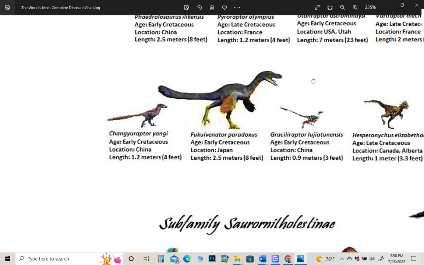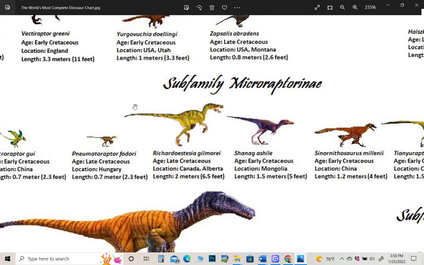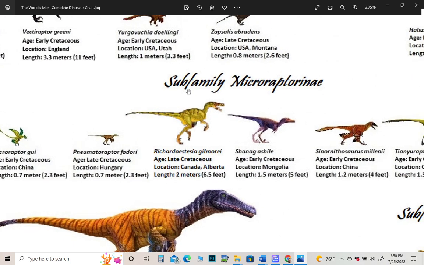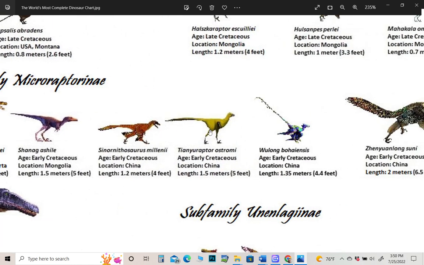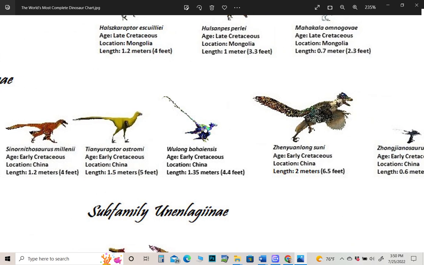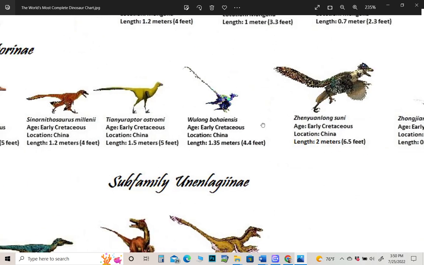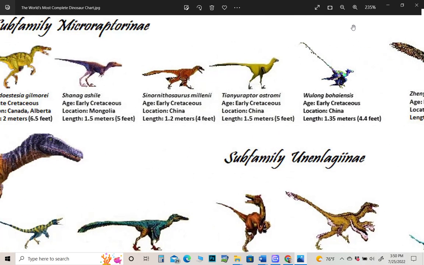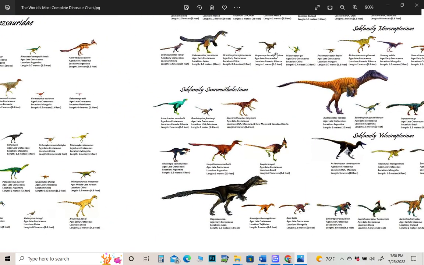Chengyu Raptor, Fukui Venator, Graciloraptor, Hesperonychus, Microraptor, Pneumatoraptor, Ricardo Estesia, sorry. Chaneg, Cyan Ornithosaurus, Tianyu Raptor, Wulong, Zenyuanlong, Zhongjianosaurus, and then the Unenlagenes. Sorry, we're going to go for the Sauroornitholestines first.